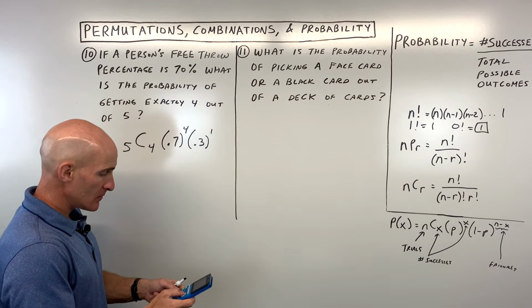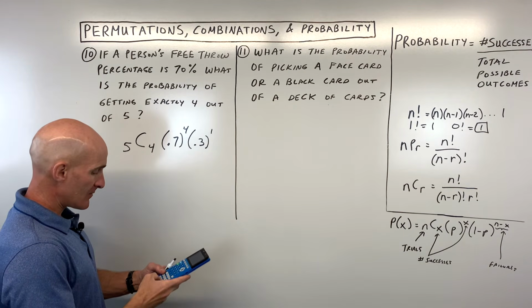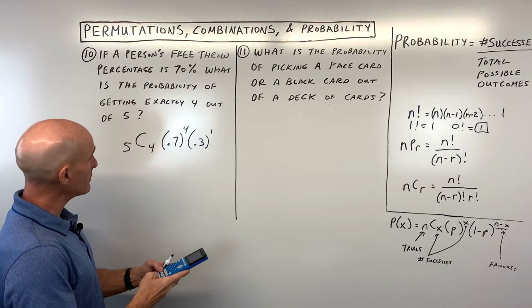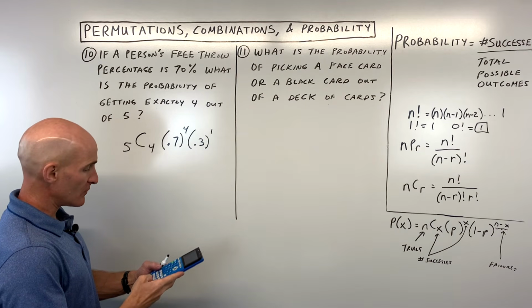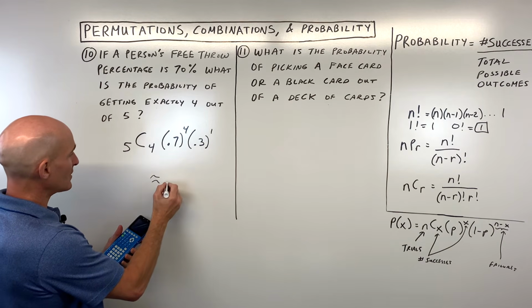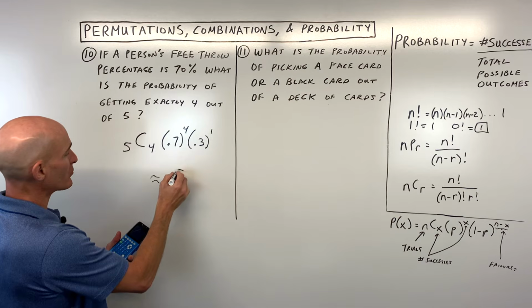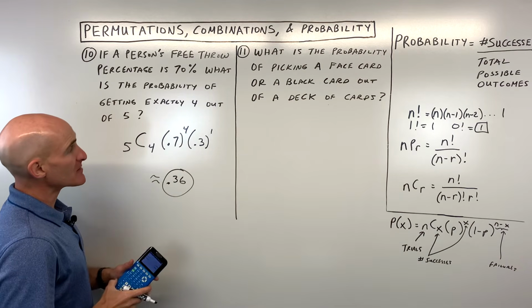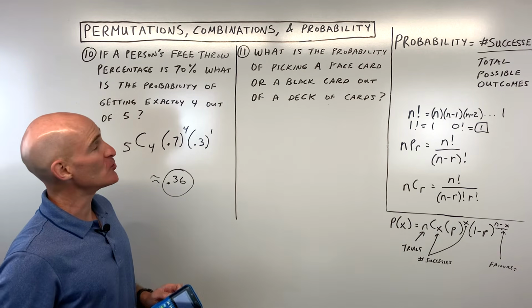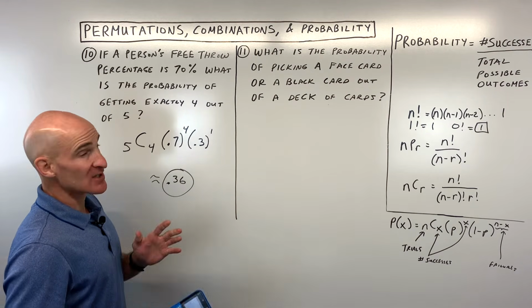5C4, times 0.7 to the 4th times 0.3 to the 1st. So this is coming out to approximately 36%, or as a probability approximately 0.36. So that's binomial probability when there's only 2 possible outcomes, success or failure, win or lose.